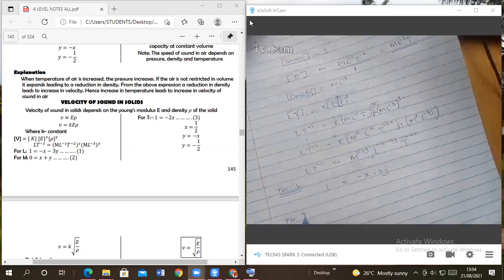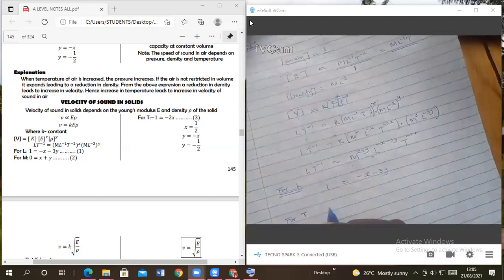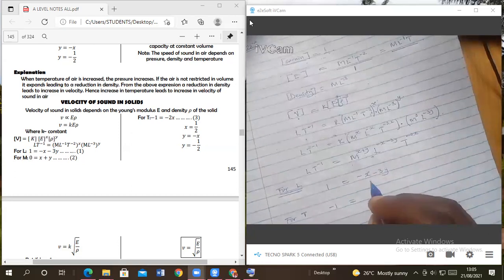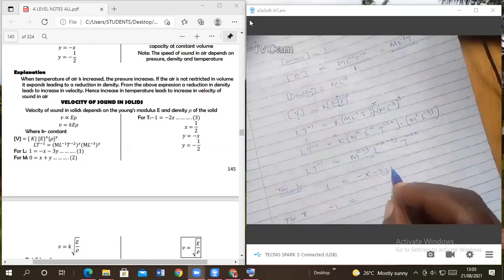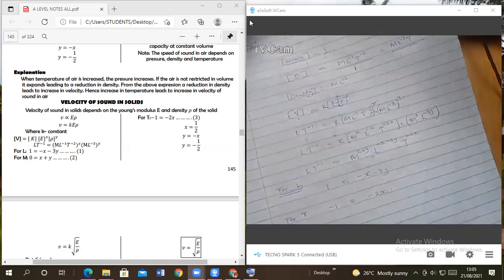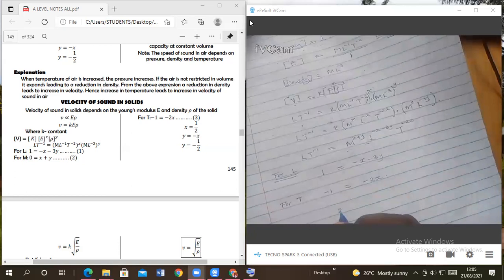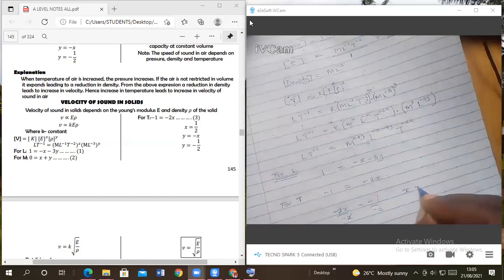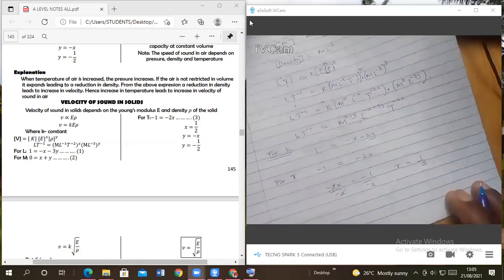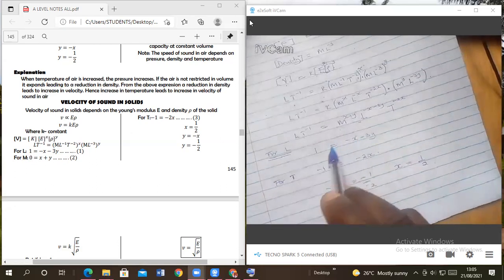Okay, let us proceed. For T, negative 1 is equal to negative 2x, isn't it? So from here we can find x. Negative 1 is equal to negative 2x, so x is equal to a half. So we shall substitute the x here and we get the answer.